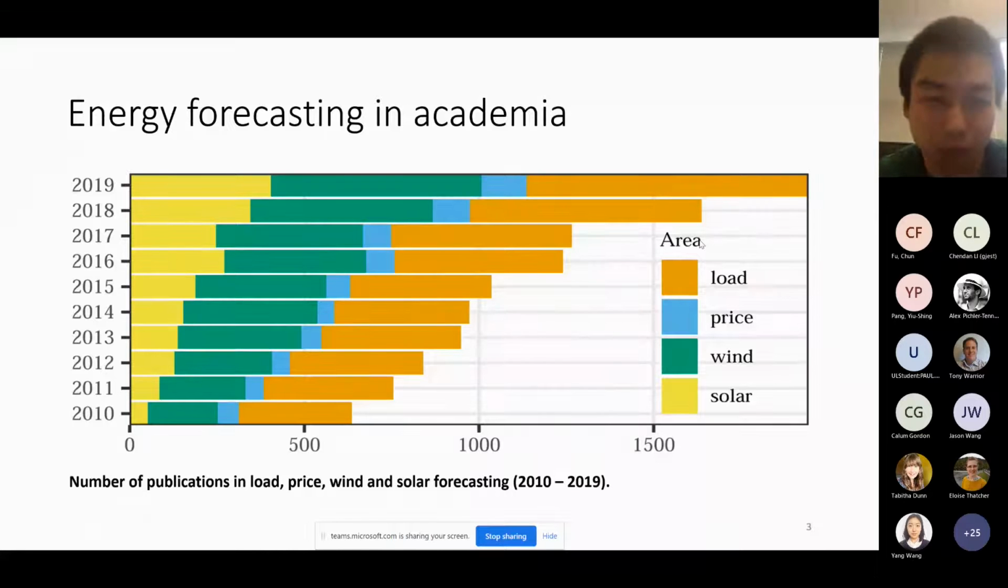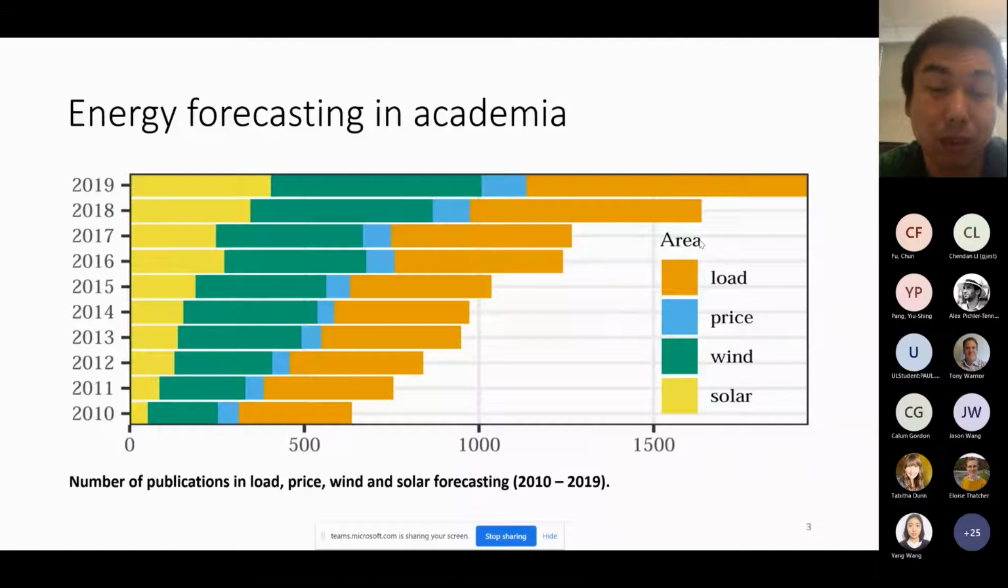This was from a review paper we published recently, I think 1 or 2 years ago. We look at the journal publications during the last decade, from 2010 to 2019, and we break them down by load forecasting, price forecasting, wind power forecasting, and solar power forecasting. You see these 4 different colors in these bars. The bottom bar is 2010, and then going up is 2019.